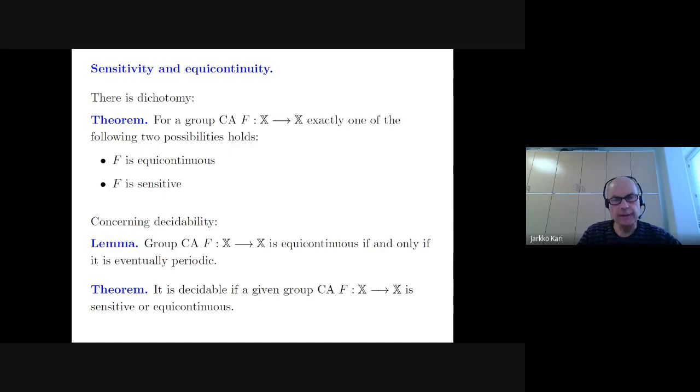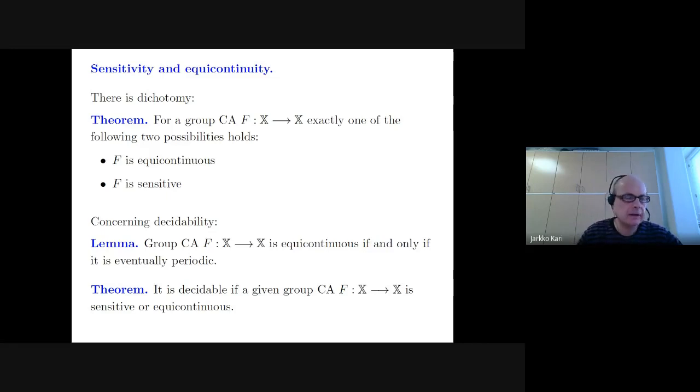Now we can also test some dynamical system-like properties, sensitivity to initial conditions or equicontinuity, which is also rather different from normal, unrestricted cellular automata, where both properties are undecidable.